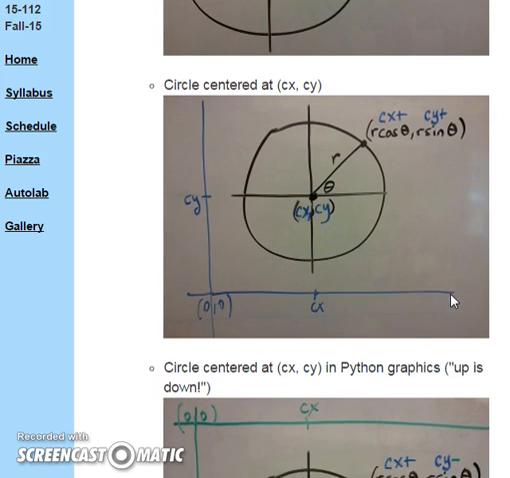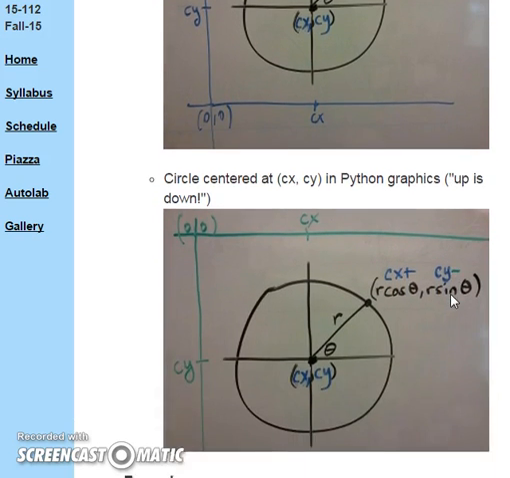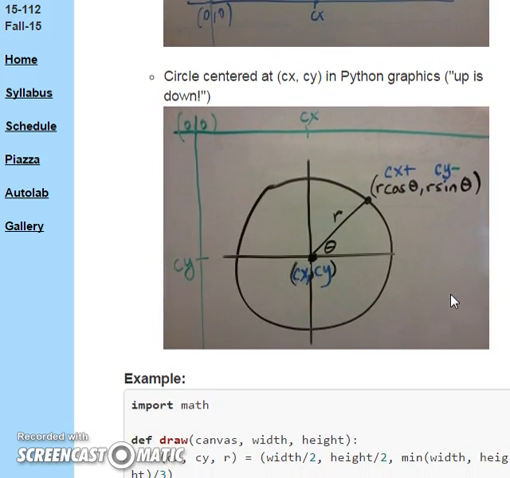But then once we move toward Python graphics, we know that one thing has changed, right? Because up is down. So as we go further up in the mathematical Cartesian plane, we're actually going further down in our y value. So x is still the same, where you have cx plus r cosine theta. But then your y is just going to be subtracting from your original origin at cy. So this y right here is actually a lower value, so it'll be cy minus r sine theta.